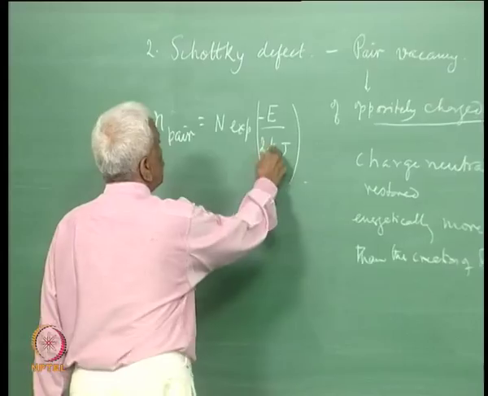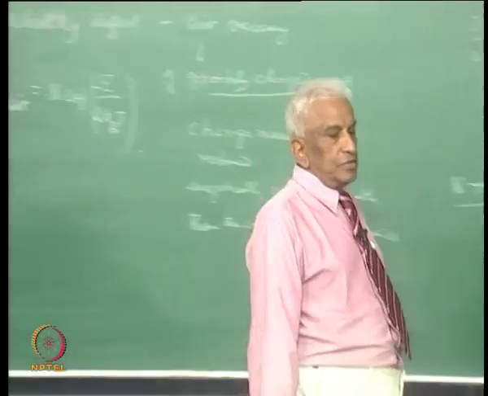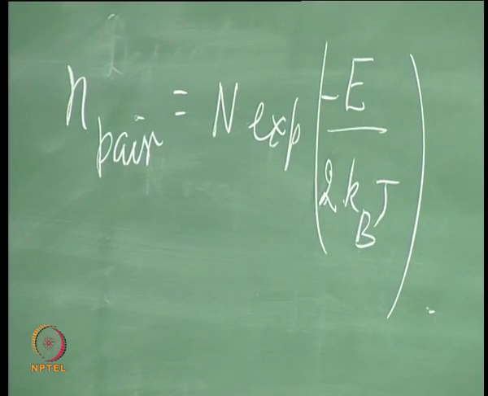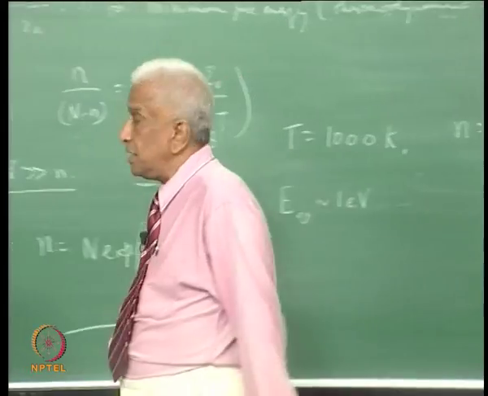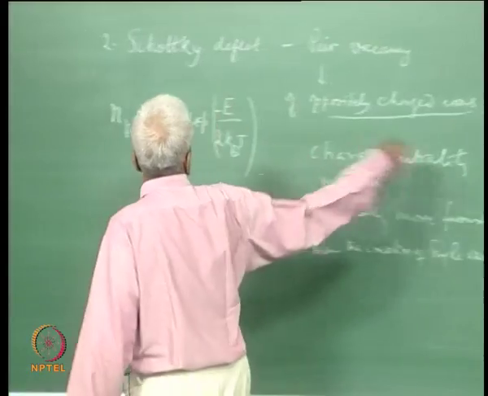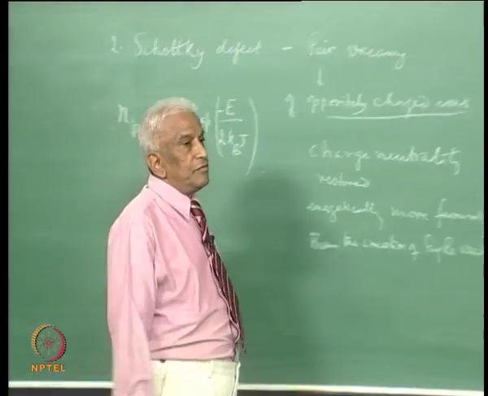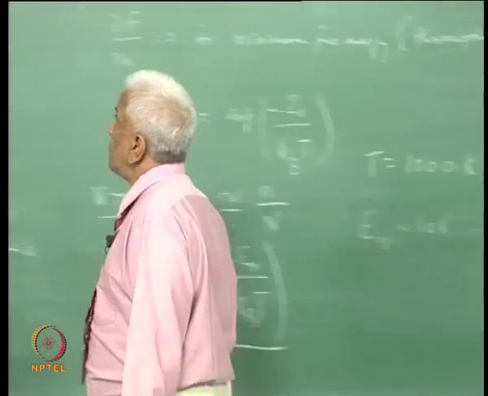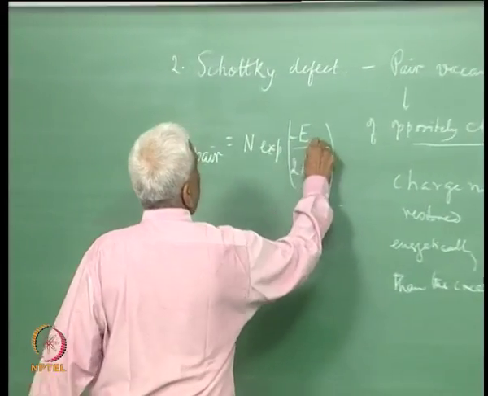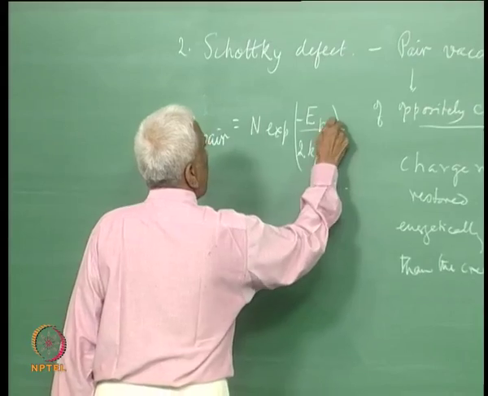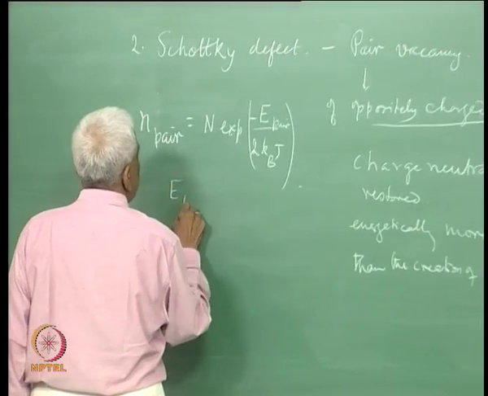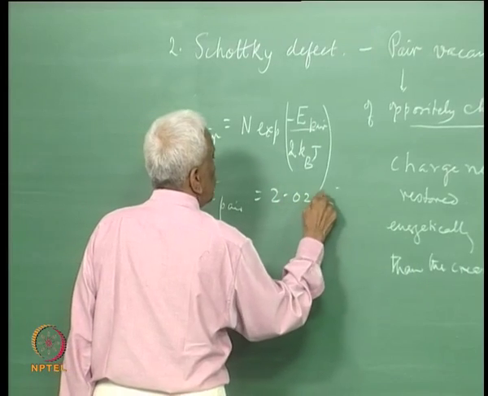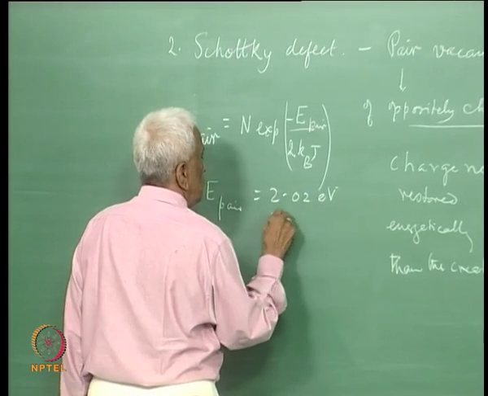There will be a factor 2, the activation energy is reduced to half. E is the energy required to create the vacant pair. We can arrive at this by a procedure similar to what we did in the case of vacancies. So, the energy of formation of this, E pair, is 2.02 electron volts in sodium chloride.